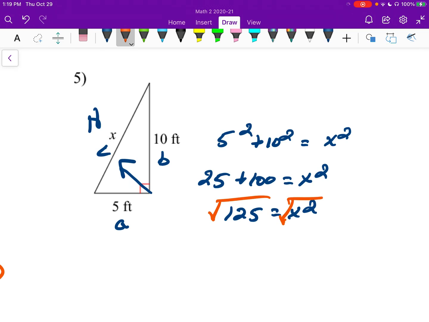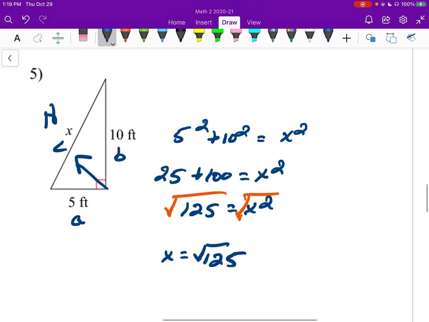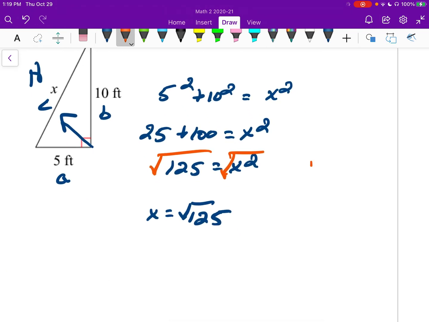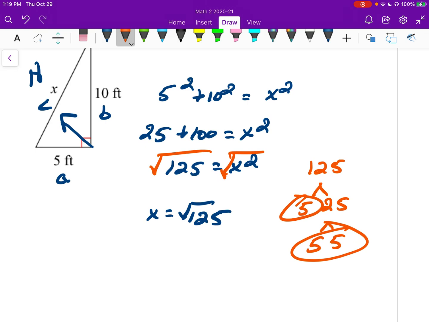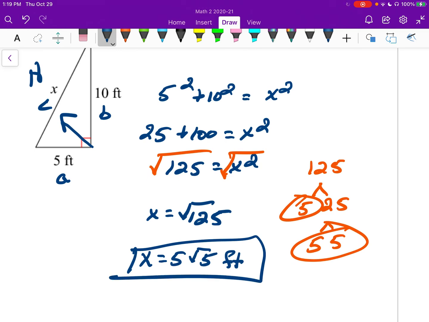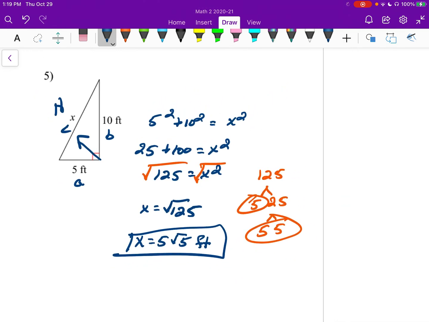And I'm also going to kind of flip over the equal sign because I like my x to be on the left. So I'm going to say, well, x equals root 125. We need to break up 125. It can divide into 5 and 25. And it can divide again into 5 and 5. So we have a pair of 5s and a single 5. So 5 root 5, and our units are feet here. There we are.